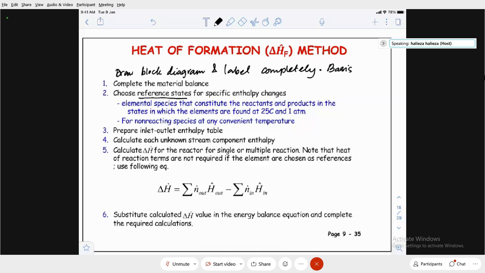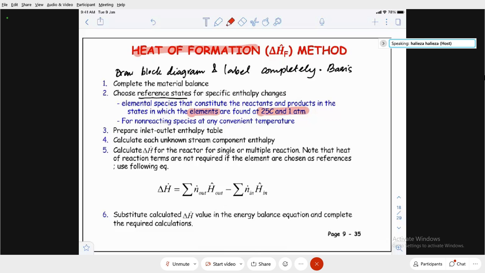If you're using the heat of formation, your reference state normally will be the elements, because you're going to form the compound from the elements. So normally you will be using the elements formed at 25 degrees C and 1 atm. So your reference state will be the elements at 25 degrees C and 1 atm.